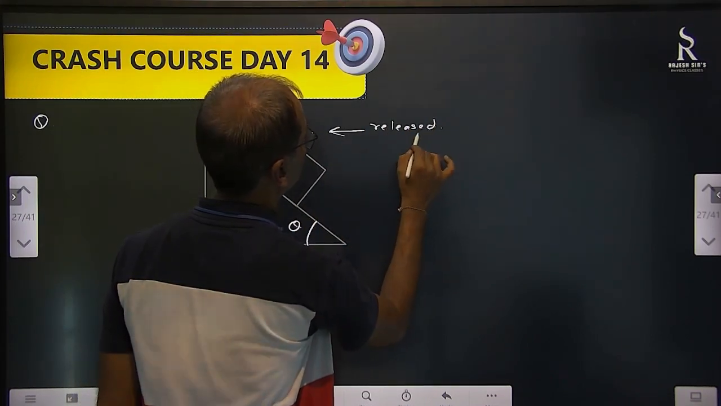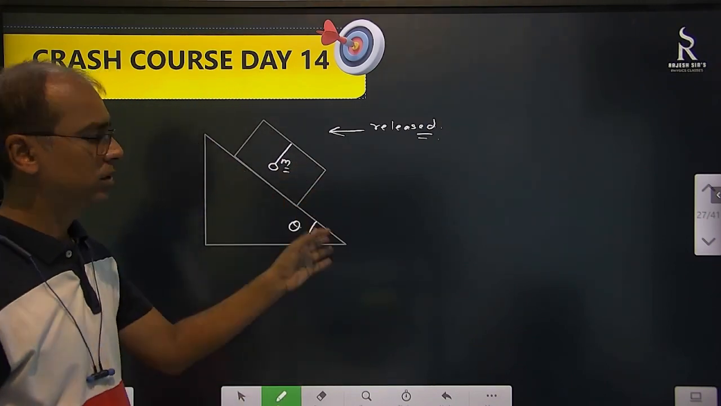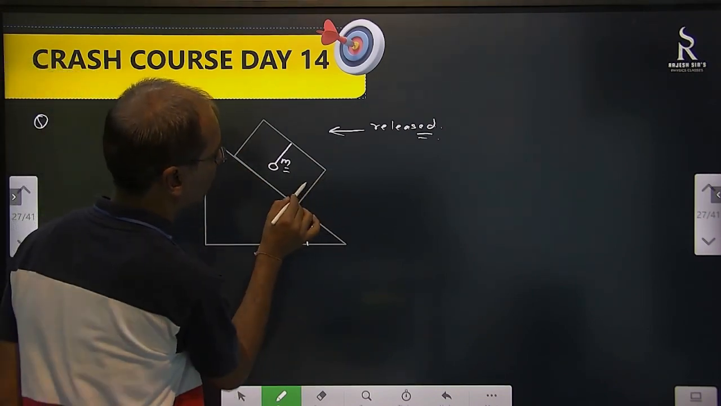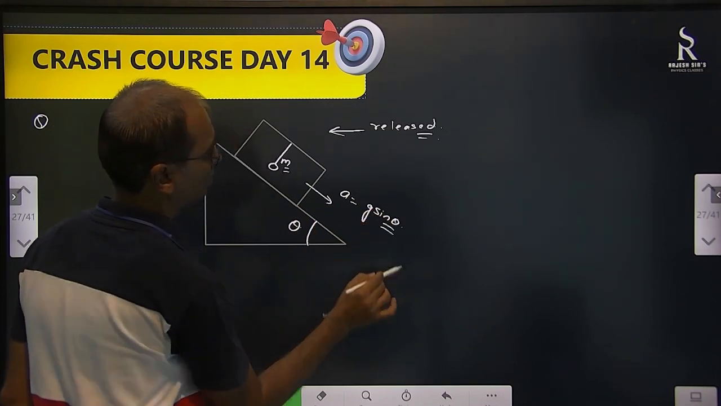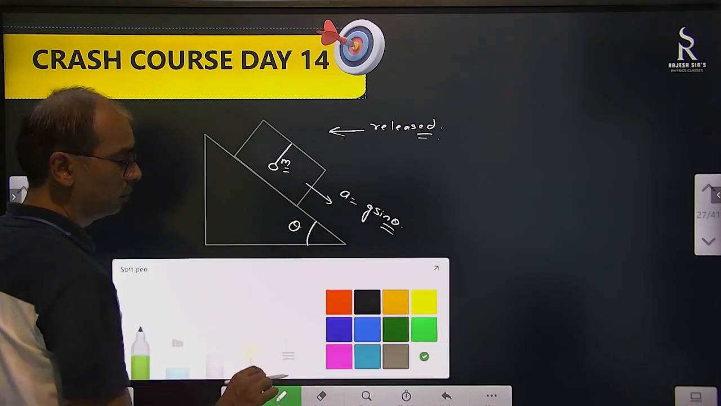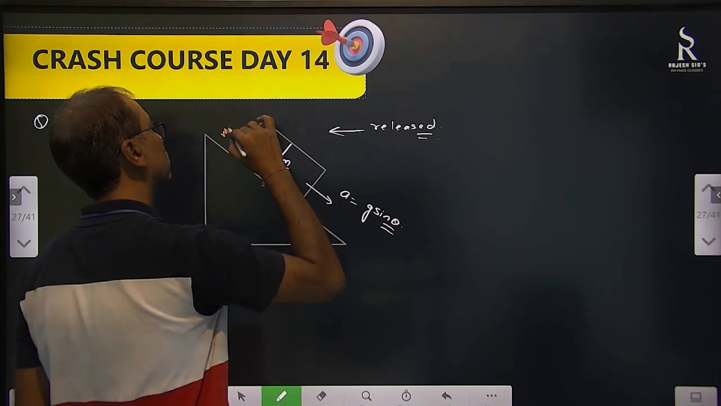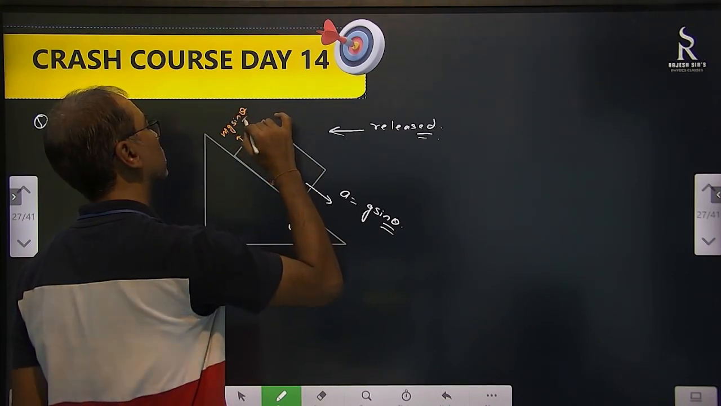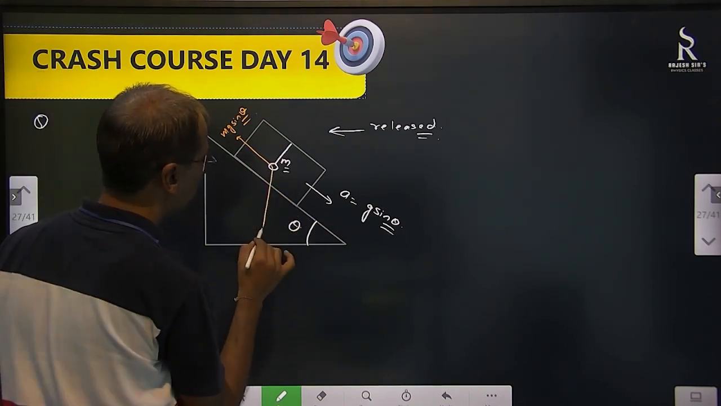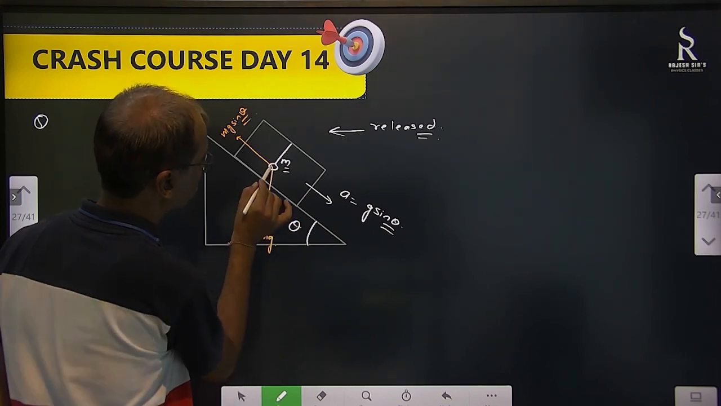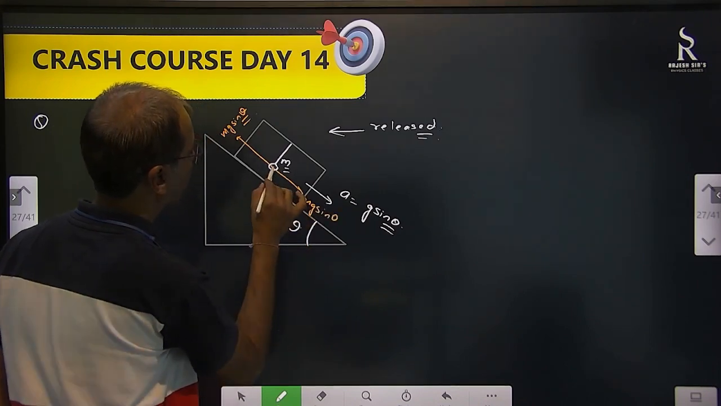So for its time period, we know that if it's released, this box will slip down. It's a frictionless surface. So this acceleration will be g sine theta, we know. If the acceleration is g sine theta, then a pseudo force will be there on that block. How much? mg sine theta like this. This is the pseudo force, and its own weight is acting down like this, mg. So its components will be there. In this direction the component is mg sine theta, and in this direction the component is mg cos theta.